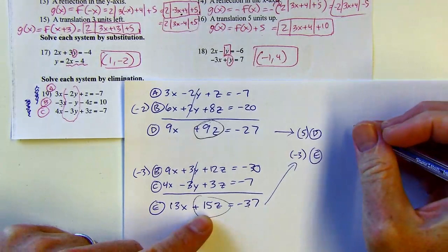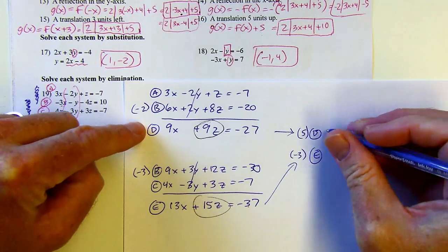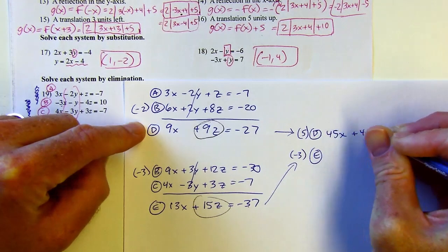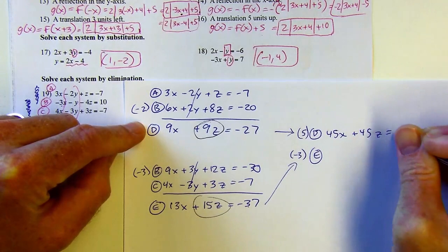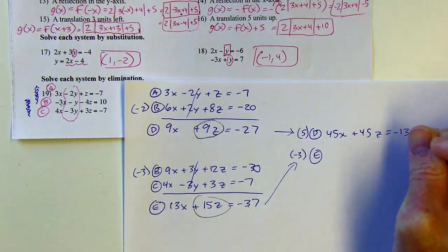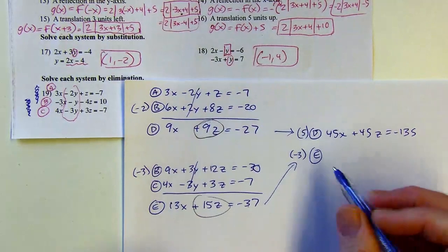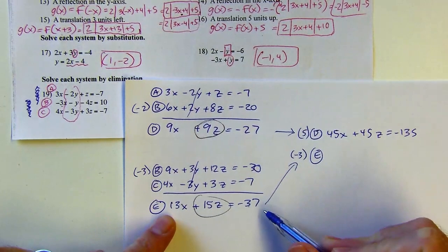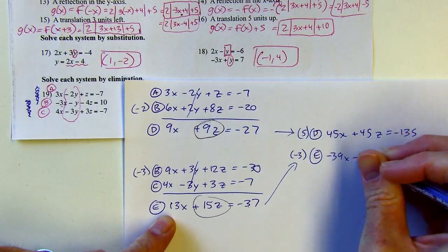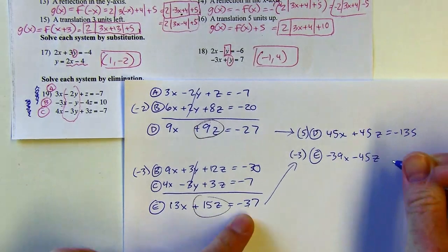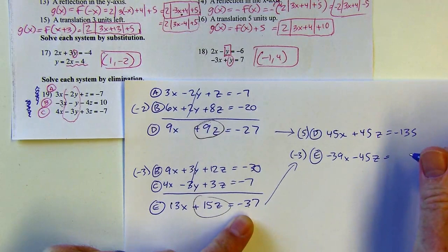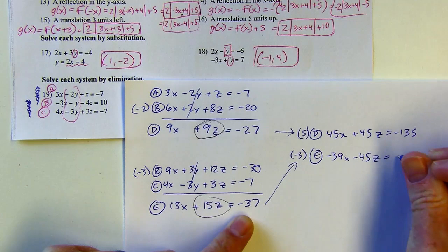Okay? And then equation D here, let's multiply everything by 5. I'd have 45x plus 45z equals 5 times negative 27, which is negative 135. And then carefully I'm going to multiply this equation by negative 3. So negative 39x minus 45z, and then negative 3 times negative 37 is going to be 111.